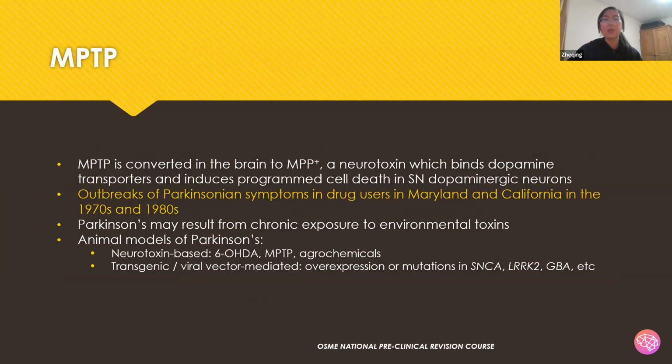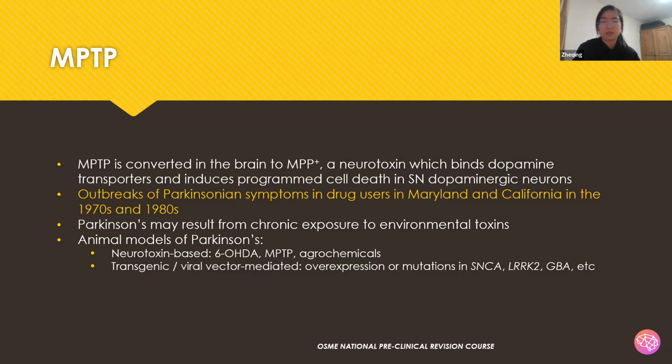Then MPTP. There were outbreaks of Parkinsonian symptoms in drug users in California in the 1970s and 1980s. This is how they discovered that there's a chemical compound that causes a disease that resembles Parkinson's. It's converted to MPP+, which is a neurotoxin, and it binds dopamine transporters and causes death of SN dopaminergic neurons. It's interesting because that led to the development of some of the animal models of Parkinson's, but MPTP is not the only one.